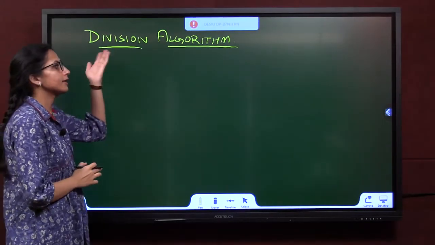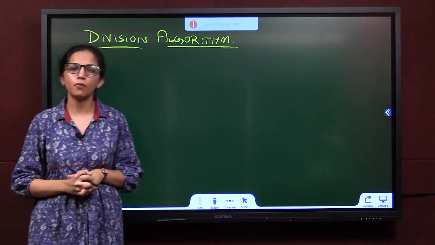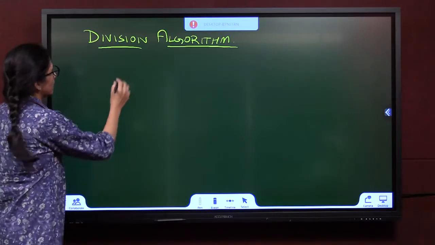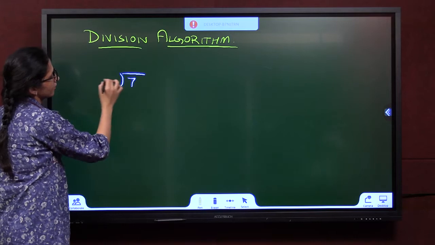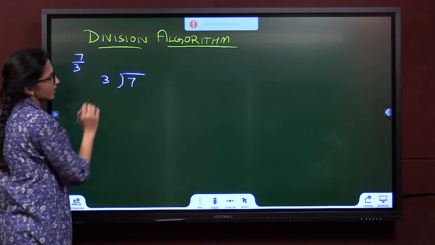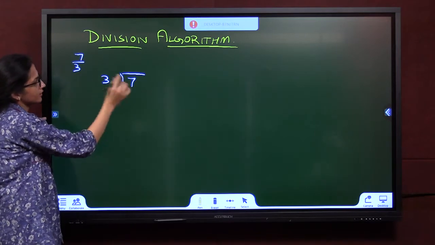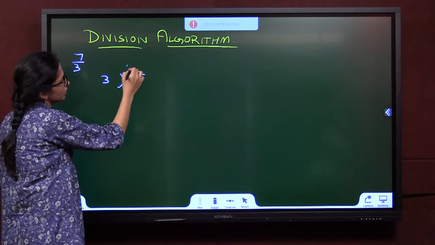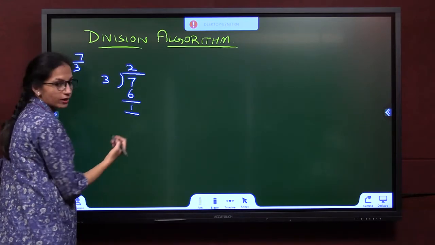So now we're going to study the division algorithm with respect to polynomials. Before we go into that, let's take a simple problem where I am dividing 7 by 3. How do you divide? You put 7 here, you put 3 here. So 3 2s are 6, remainder is 1.